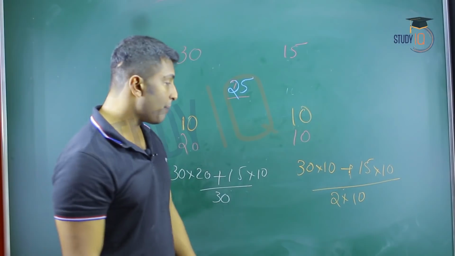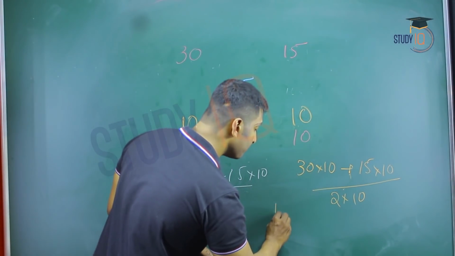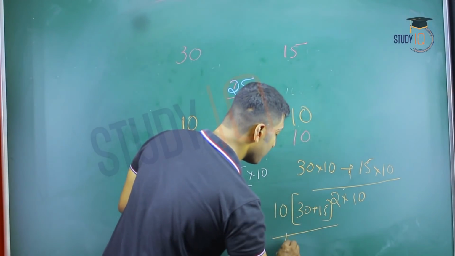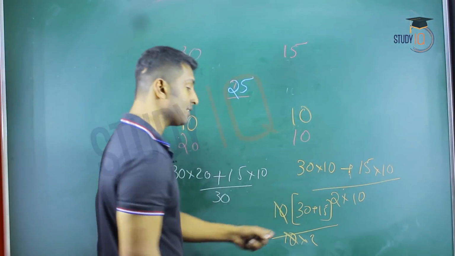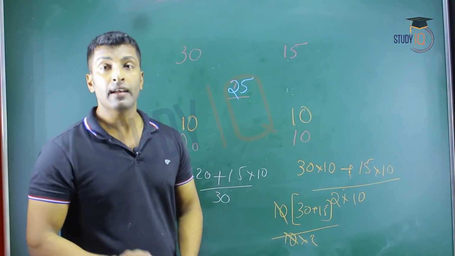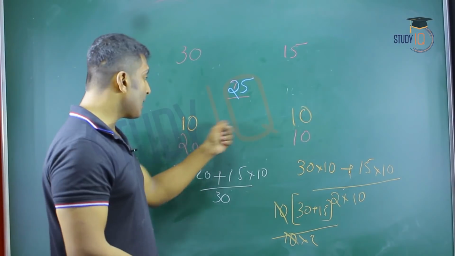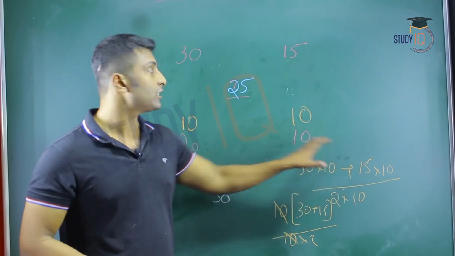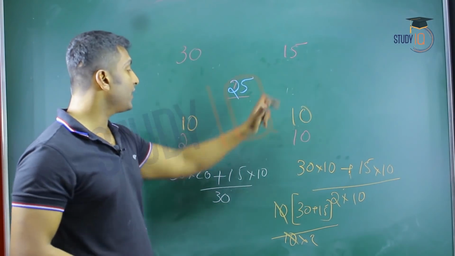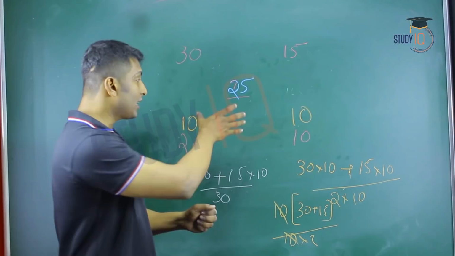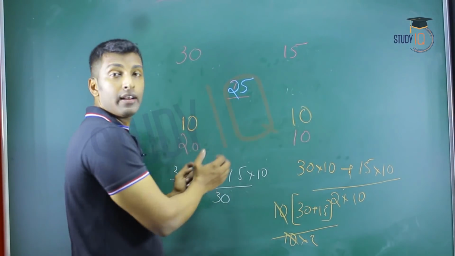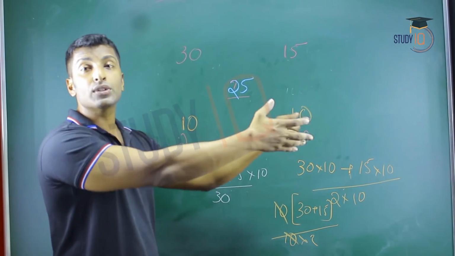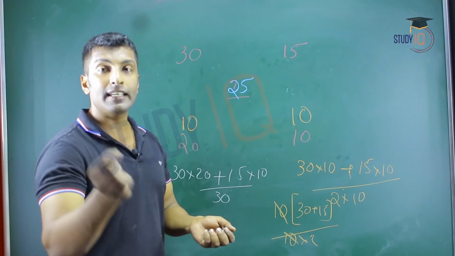Now what will happen is, you can take 10 common out. 30 plus 15 divided by 10 into 2. This 10 and 10 will get cancelled out. 30 plus 15 divided by 2. So what I need to tell you is, if these numbers are the same, you don't need to do this whole process. You just need to take the simple average between these two, that is 30 plus 15 divided by 2, irrespective of whatever number is coming here. It can be 100 and 100, 200 and 200, 300 and 300, 1000 and 1000, n and n, whatever it is. You just need to take the simple average.